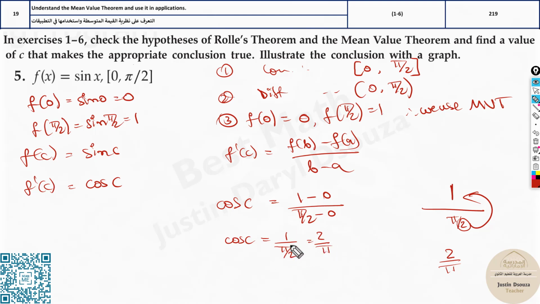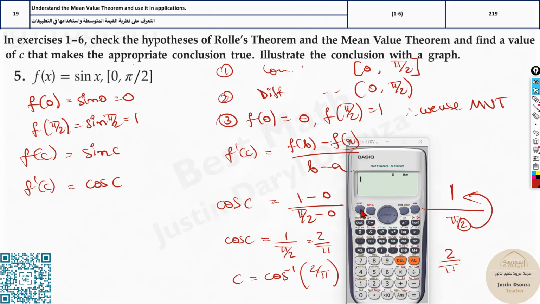Or you can leave it like this because you're going to use a calculator. Anyways, the answer will be the same. C will be cos inverse of either of these, 2 by pi. So let us use a calculator and check the answer. In order to get the inverse function, you need to press shift and cosine. It'll be cos inverse. So first I'll use 1 divided by pi by 2. That is shift pi divided by 2. You can write everything as it is, and the answer will be 0.88.